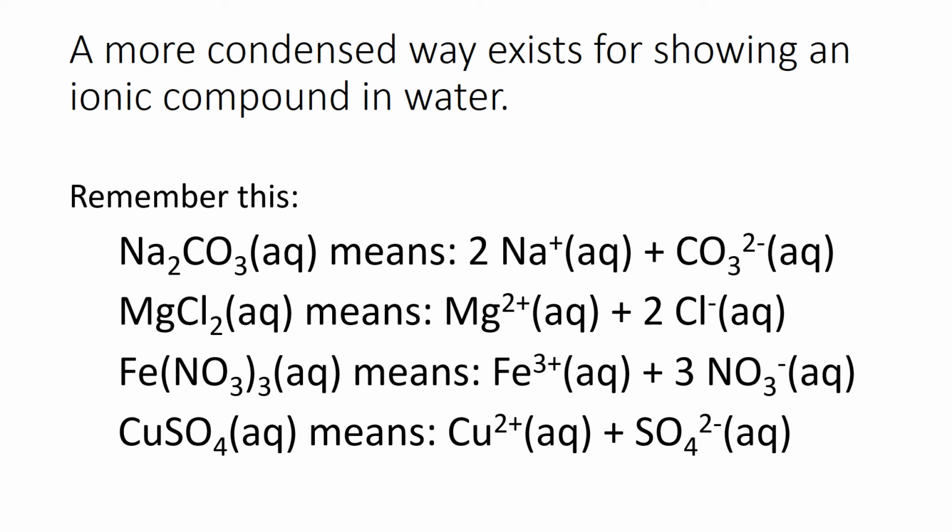Same is true for magnesium chloride. You get 3 particles, 1 of the cations and 2 of the anions. For iron 3 nitrate, you get 4 particles. For copper 2 sulfate, you just get 1 of each, 1 cation and 1 anion, so a total of 2 particles. This stuff becomes really important when we think about colligative properties later.